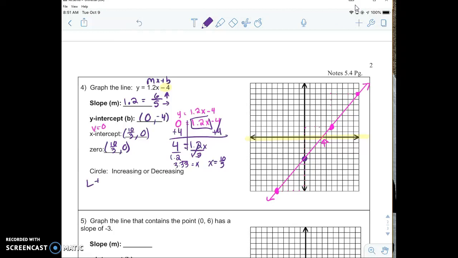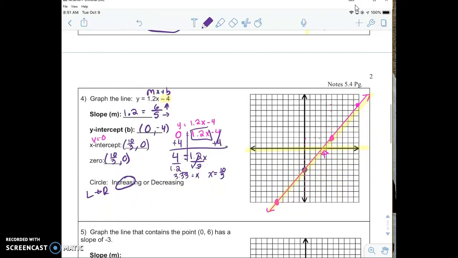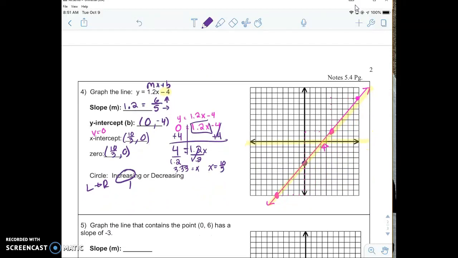Increasing or decreasing, I'm looking from left to right. From left to right, this line is going up, so my function is increasing. Notice that anytime we've had a positive slope, our function was increasing. Decreasing was when we had a negative slope.